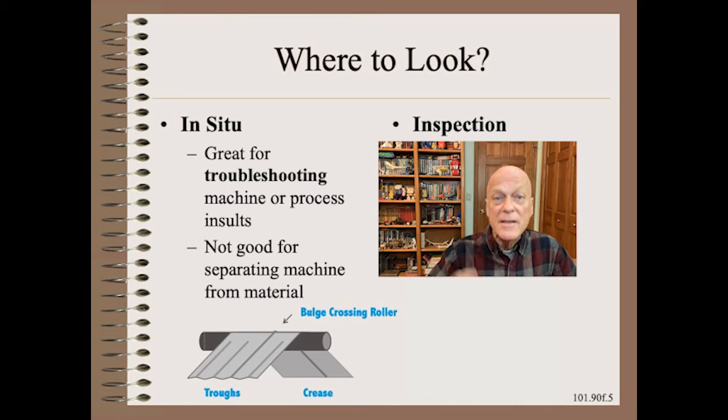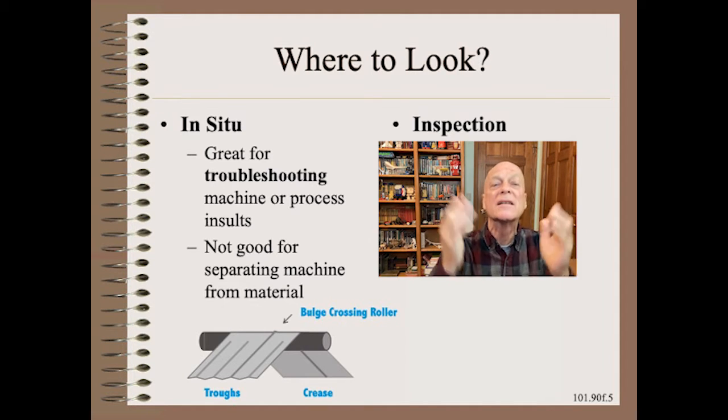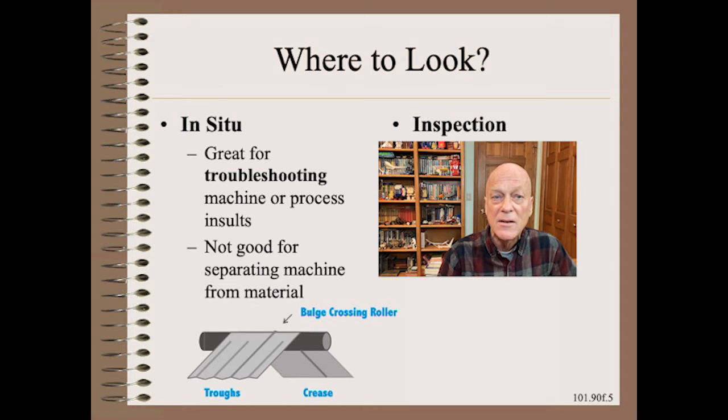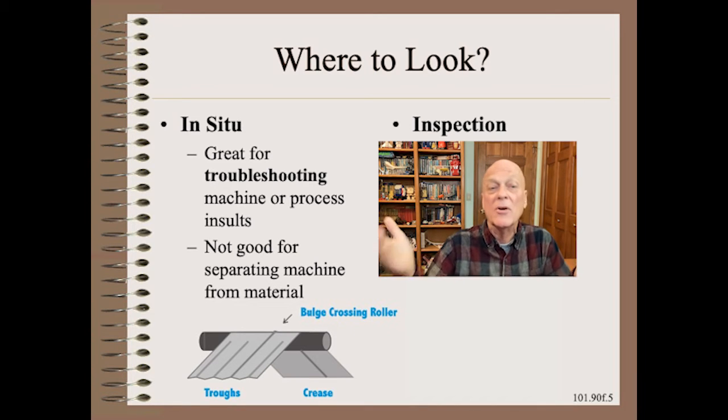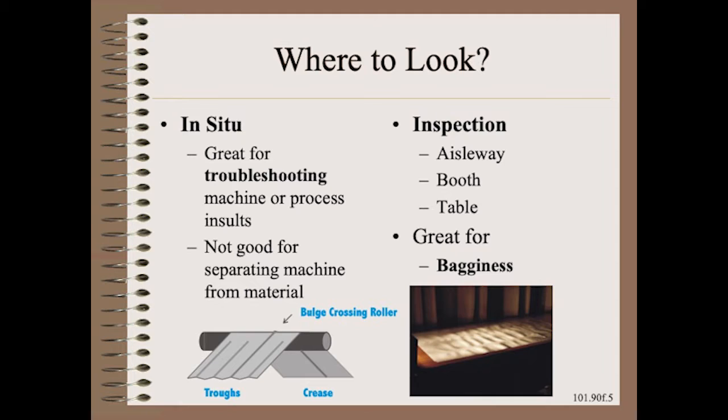There are 2 places where you might look for wrinkles. The first place is in situ, specifically the specific roller that initiates a specific wrinkle type. This location is best for troubleshooting machine or process insults. However, it is not great for separating material from machine problems that might well occur together at the same location. To separate machine insults from material flaws, you may have to take the web out of the machine and lay it on an inspection table as shown in the photo. This is especially good for troubleshooting bagginess.